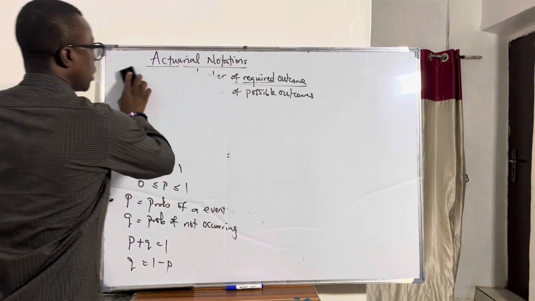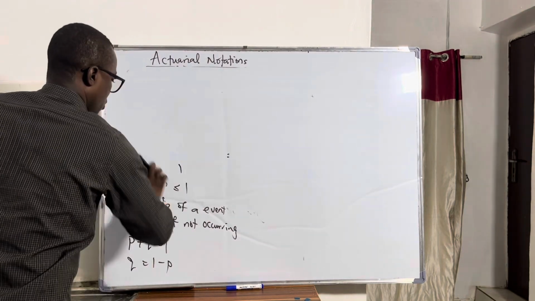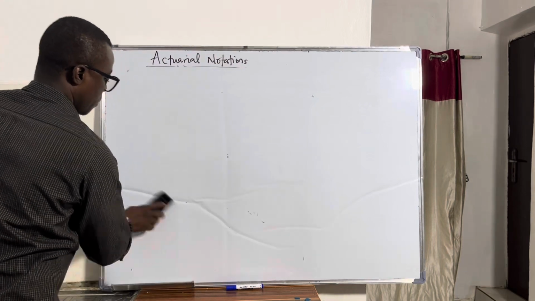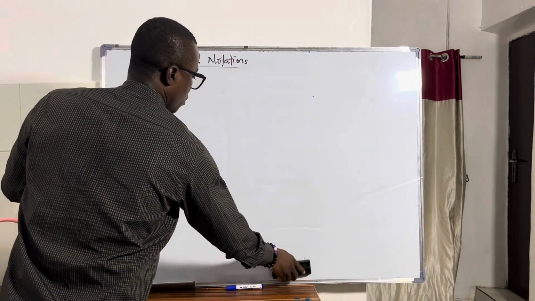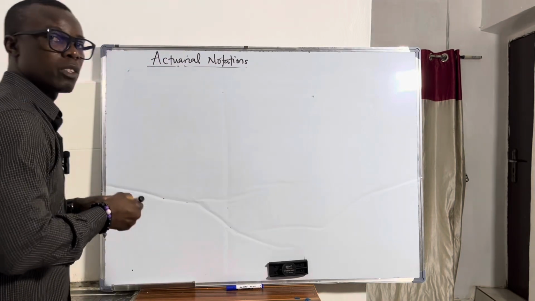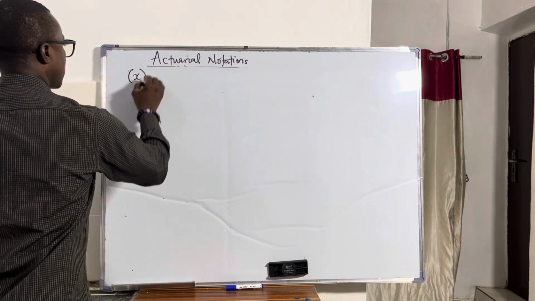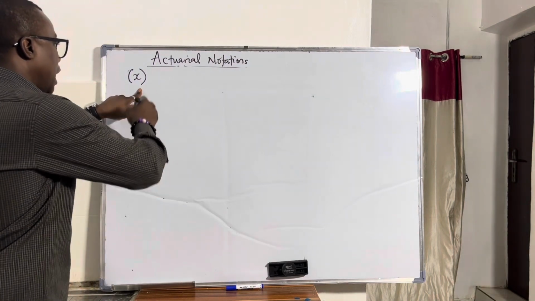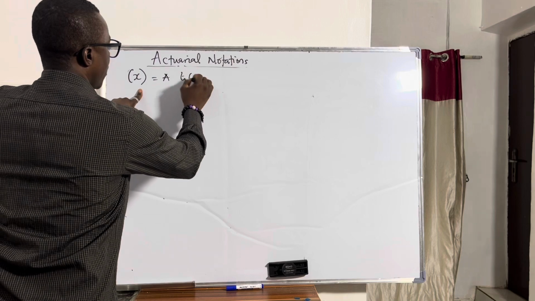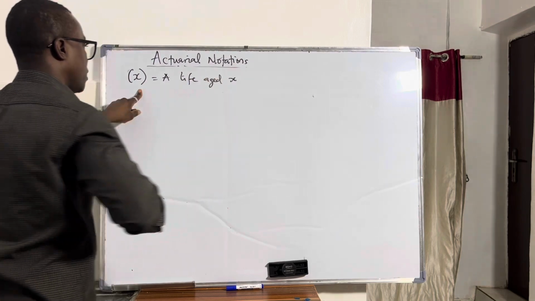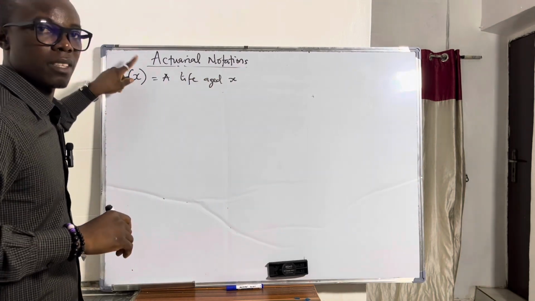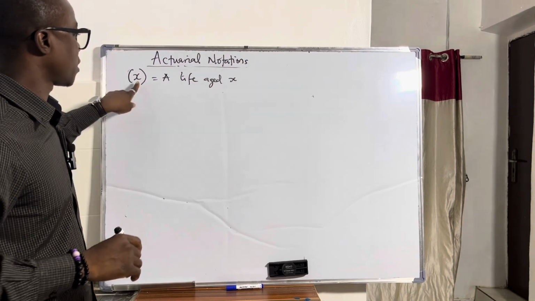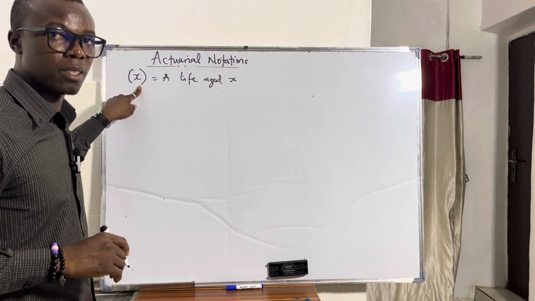So I'm going to quickly go into this notation. This is just a quick recap of probability. So first, what do you need to know whenever we're talking about the actuarial notation? Let's see this. What does this mean? It means a life aged X. So when we put it in this curved bracket, it means a life aged X. That is what this notation means.